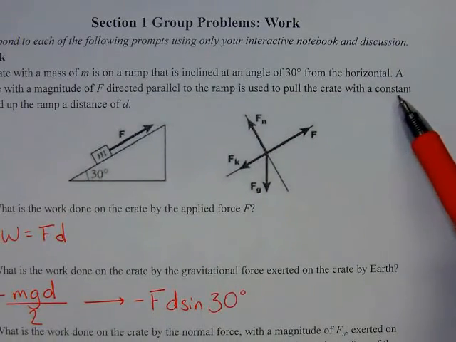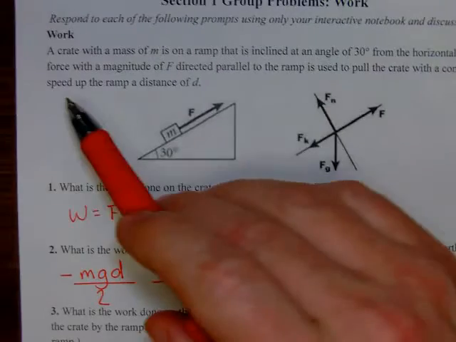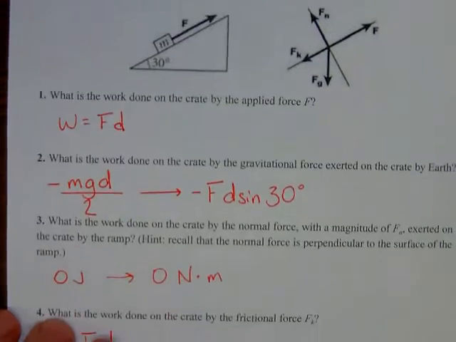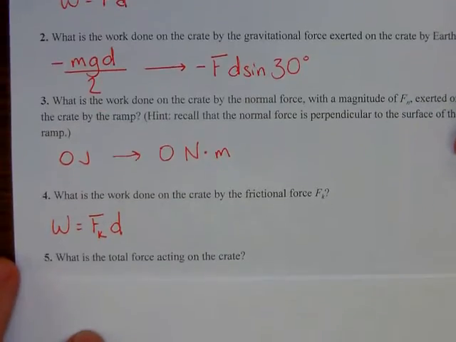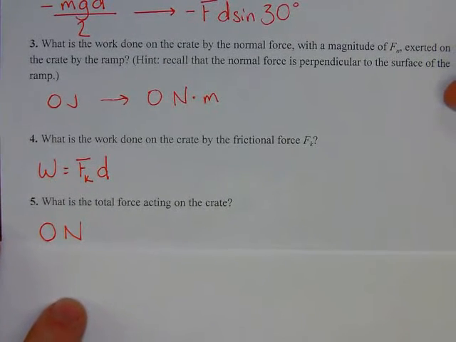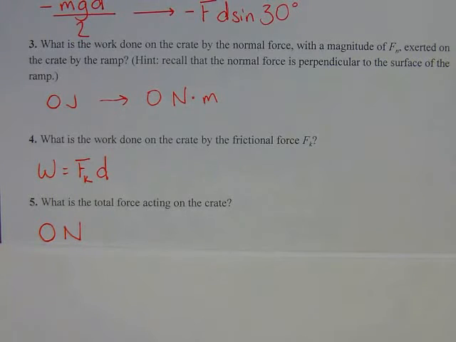The crate is moving with a constant speed. That means the velocity is not changing. And if velocity is not changing, right, acceleration is equal to 0. And if acceleration is equal to 0, it doesn't matter what the mass of the object is, the force is 0. The net force is 0.